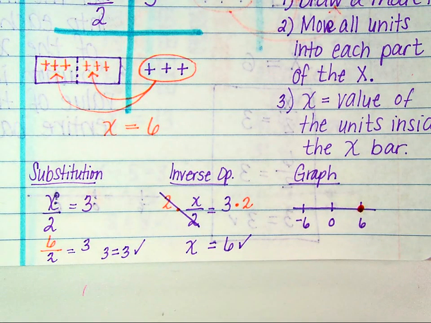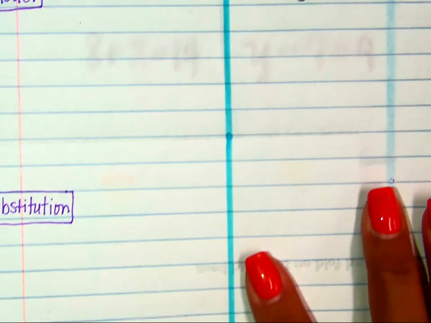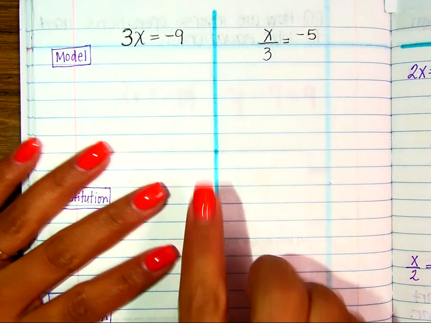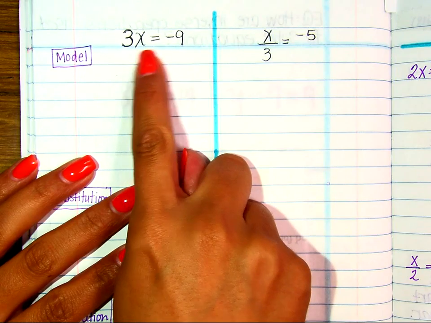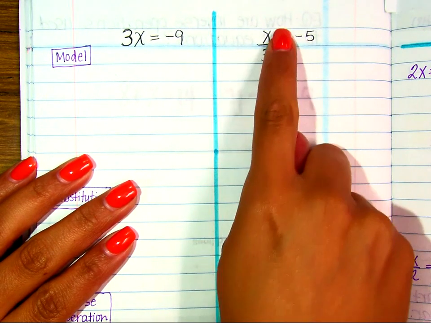Okay. Now, I'd like you to try 2 of these on your own. The problems themselves are going to be listed here. We're going to try to do 2 of these. So we have 3x equals negative 9. And then we have x divided by 3 equals negative 5.